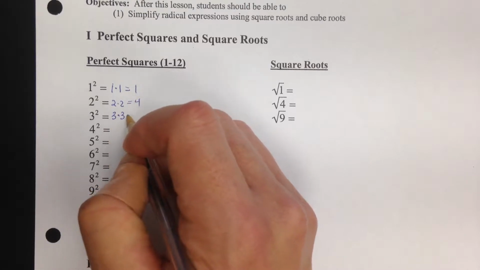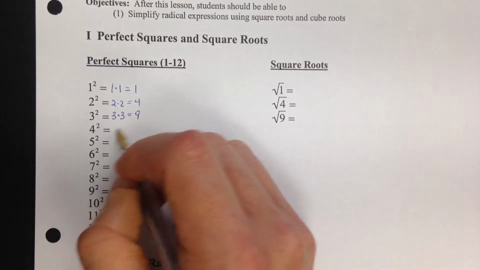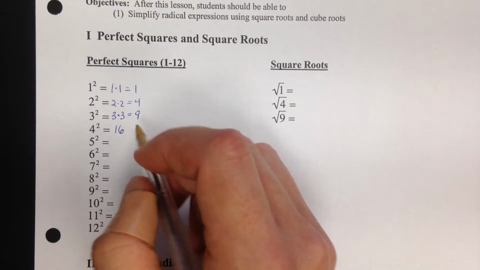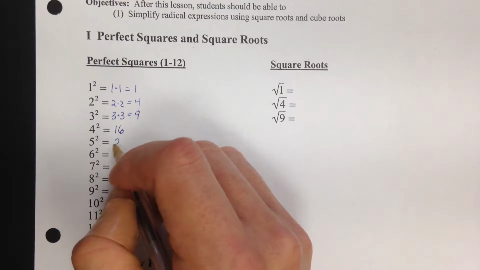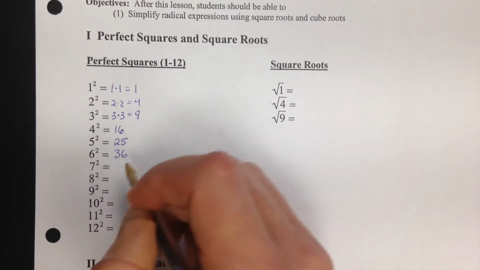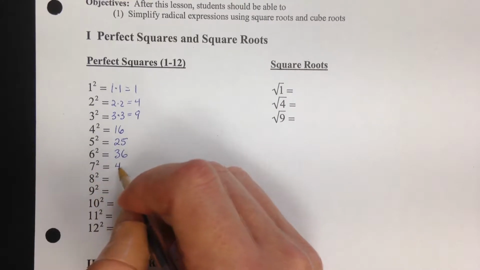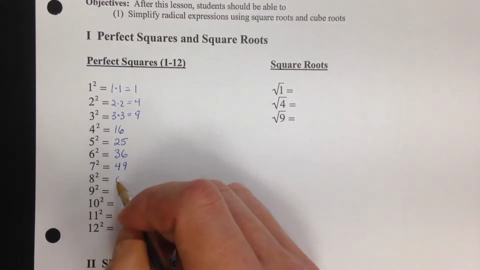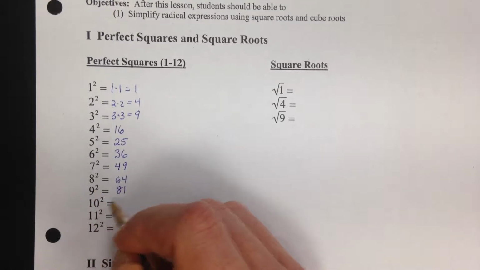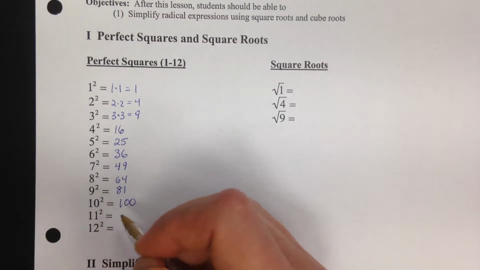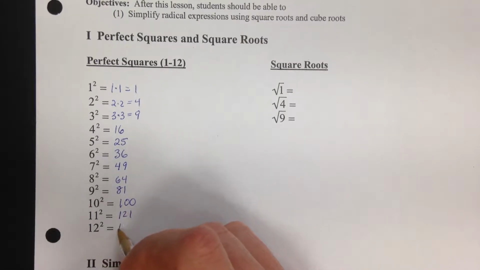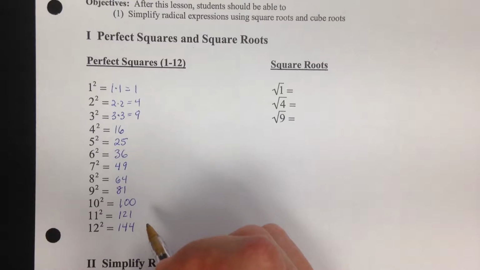3 squared is 9. And 4 squared, so we don't need to keep writing down 4 times 4, 5 times 5, is 16 and then 25. 6 times 6 is 36. 7 squared is 49. 8 squared is 64. 9 squared is 81. 10 times 10 is 100. 11 times 11 is 121. And 12 times 12 is 144.